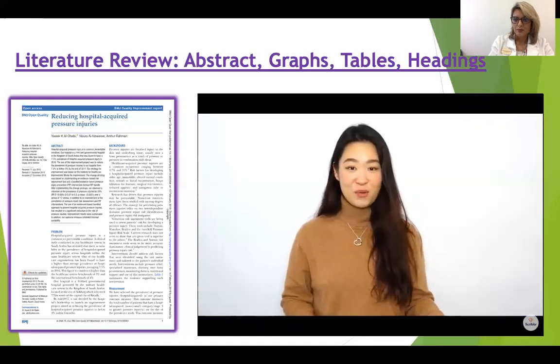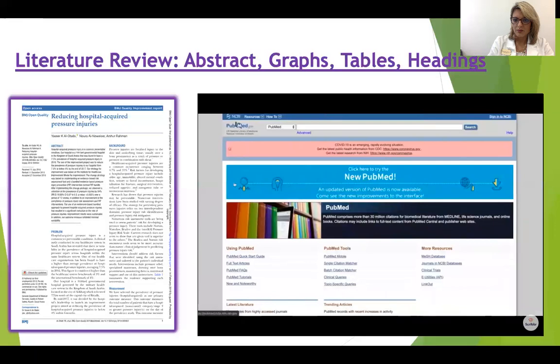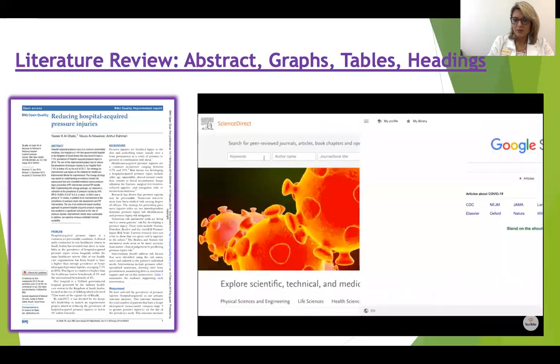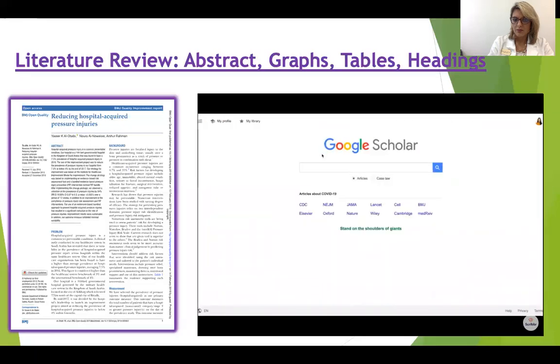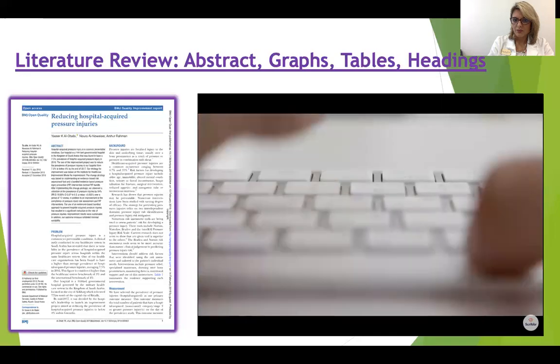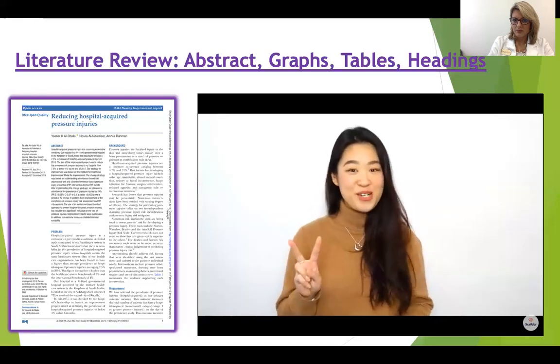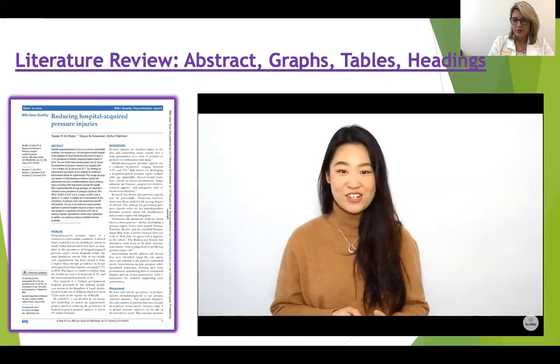Once you have that list of keywords ready, go to your favorite database. It could be your university's library catalog, PubMed, ScienceDirect, or Google Scholar, which is what we will be using in this video. Now, who doesn't know how to type in their keywords and hit enter? That's for amateurs. I'm about to show you 2 more tricks to instantly narrow down your search and find much more relevant papers.